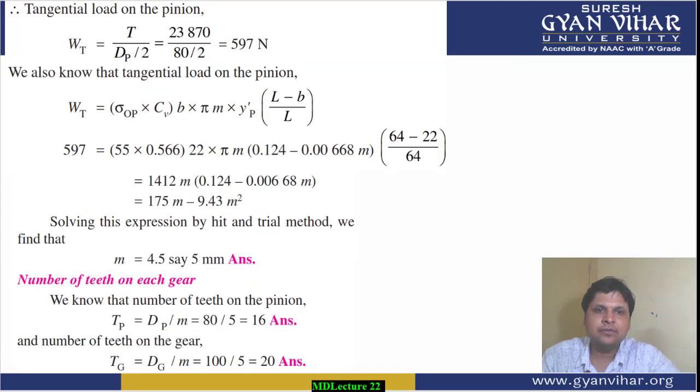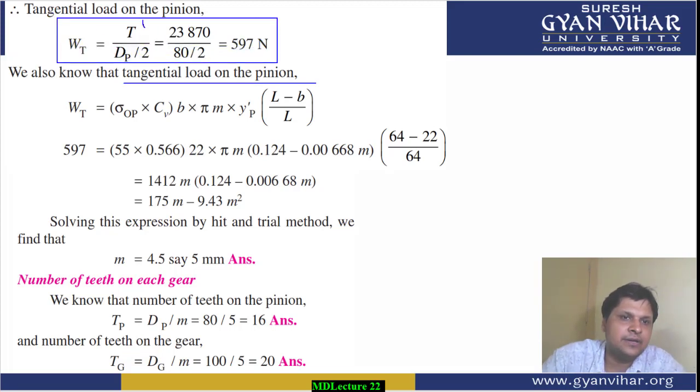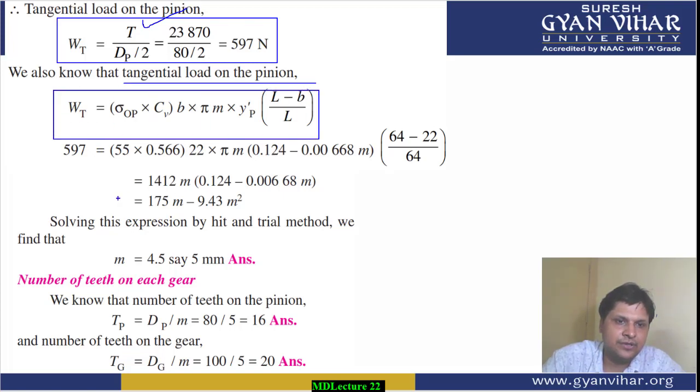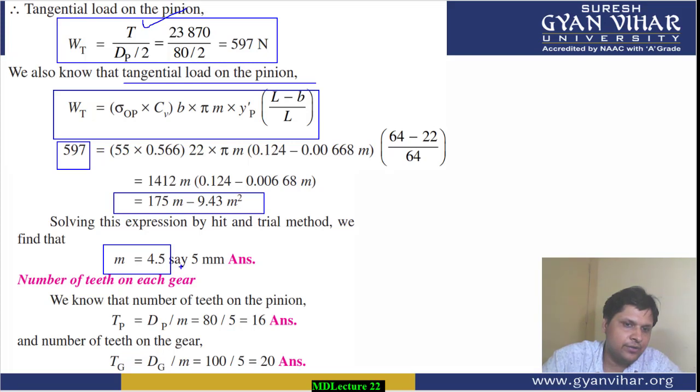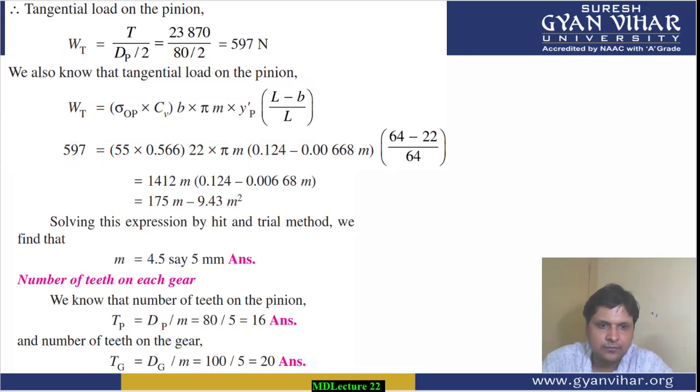Now we will put all these values in the tangential load equation on pinion. We all know, if torque is available to us, then we can get the tangential load by this formula. Finally, putting all the values in this Lewis equation, we get an expression which has only one unknown, which is the module. And module, if it is in decimal points, you can round off. So 5 is your module. Based on it, you can calculate the number of teeth in pinion and gear, because we already used this relation at the initial start of this numerical.